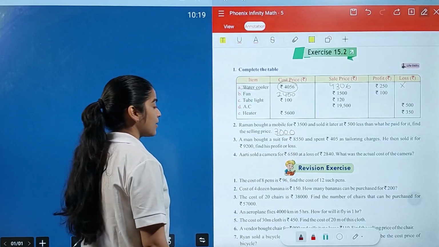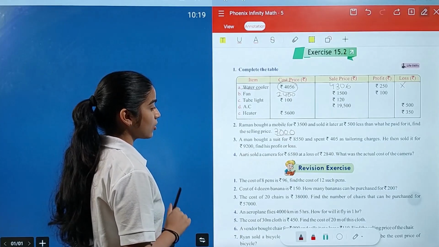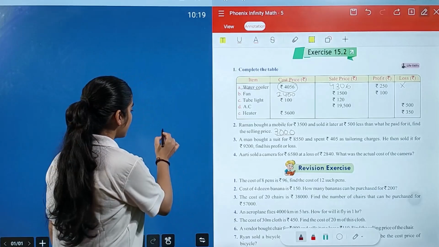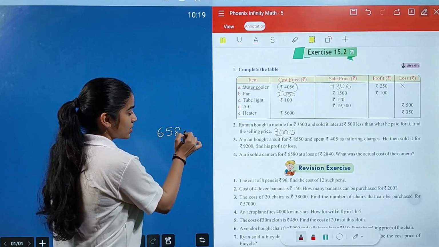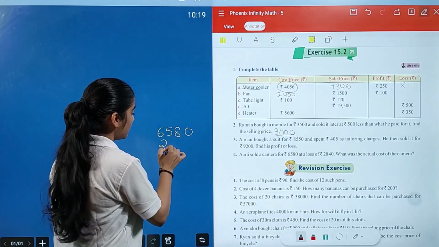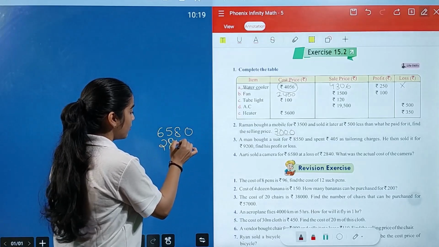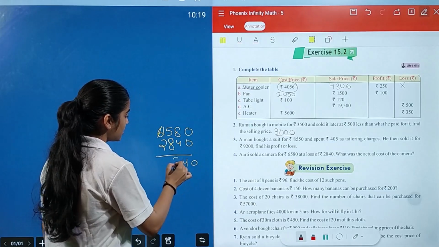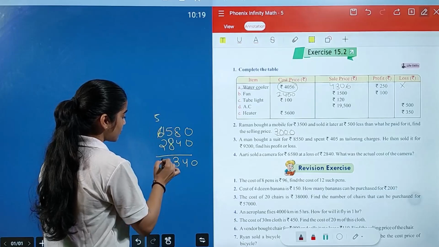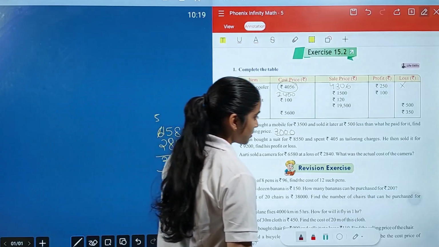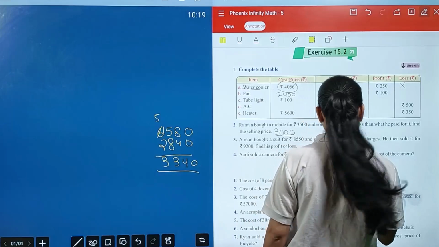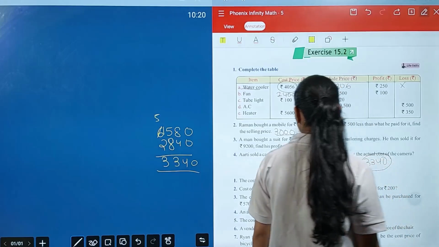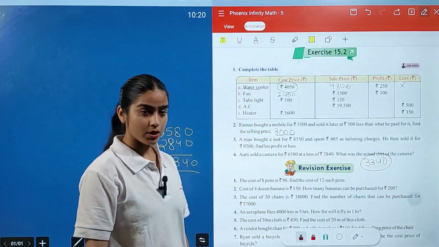Now Aarti sold a camera for 6580 at a loss of 2840. What was the actual cost of the camera? So you have to add 6580 and 2840. So 0, 4, 15 minus 8 is 3 and 5 minus 2 is 3. So the cost is 3340. So students, you can do the rest of the questions. Give a try to it.